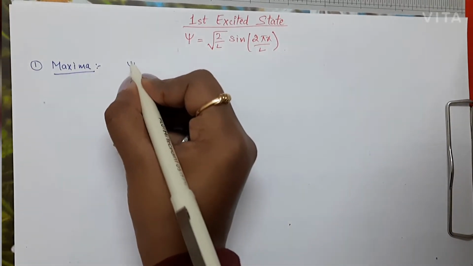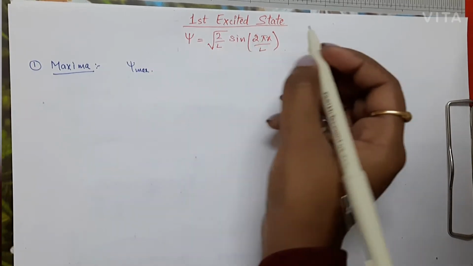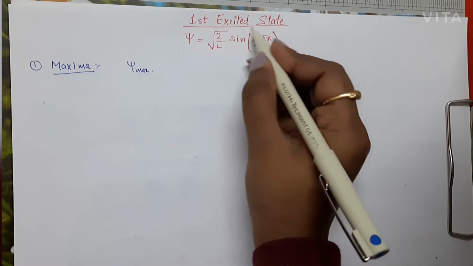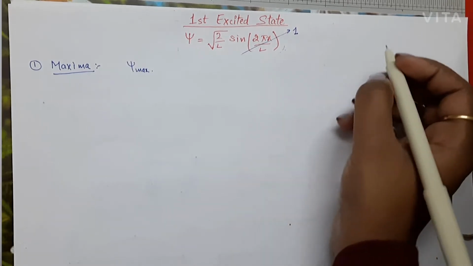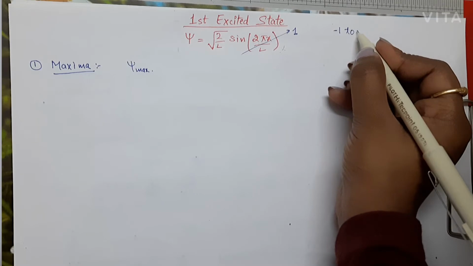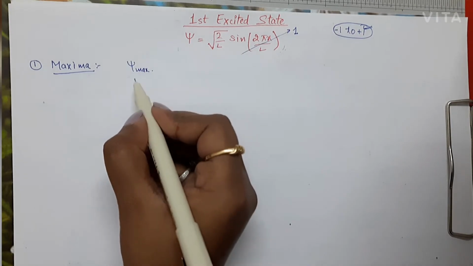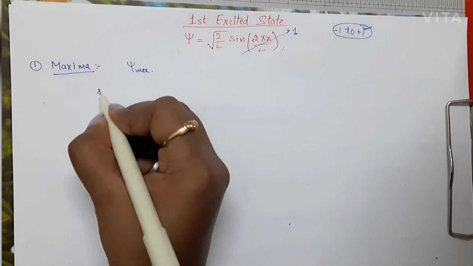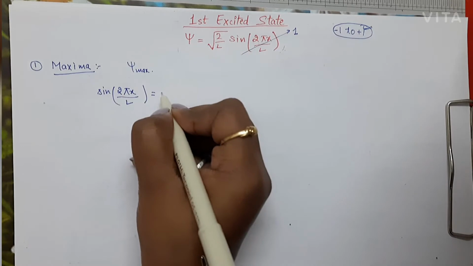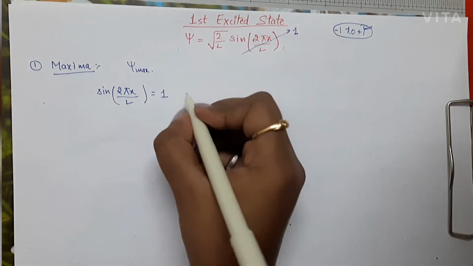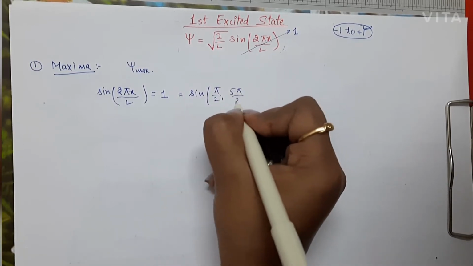So we want to find out psi max, basically. Where will it be? Again, the value of this particular sine theta is maximum, that is 1, because sine has values ranging from -1 to +1, so it will have a maximum value of +1. So we will get psi max when the overall sine theta, that is sine 2 pi x by L, is equal to 1. This can happen when the angle is pi by 2, 5 pi by 2, and so on.